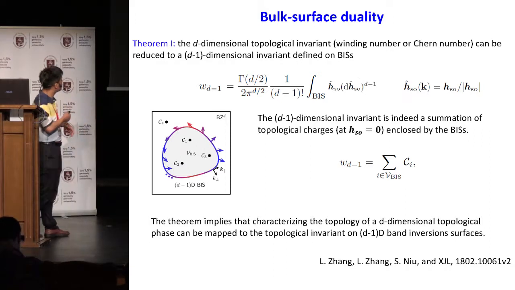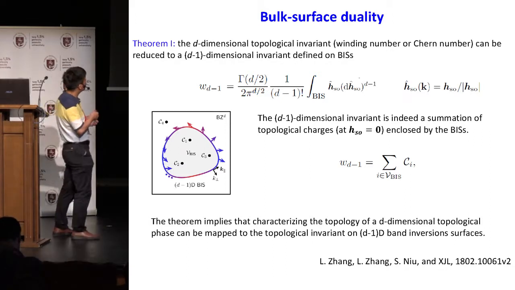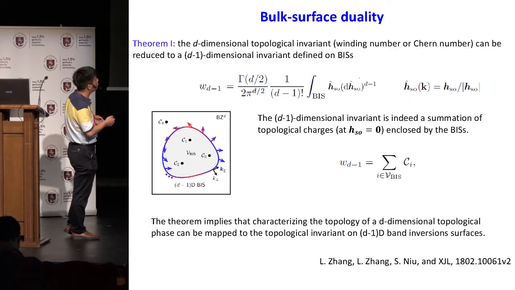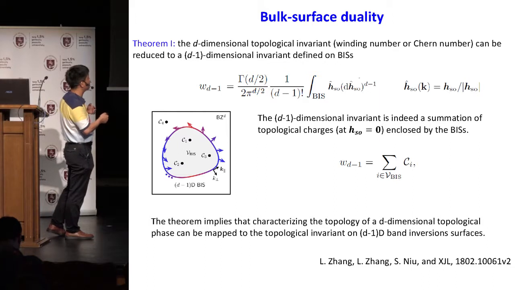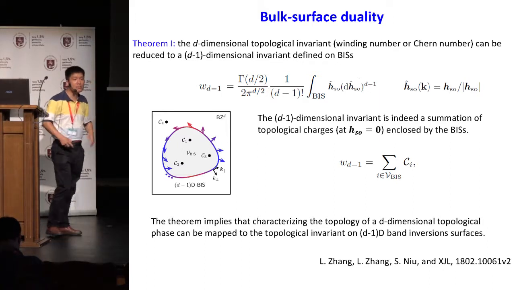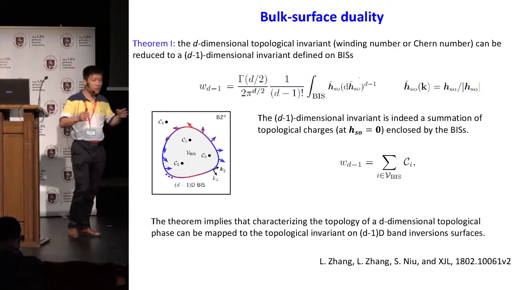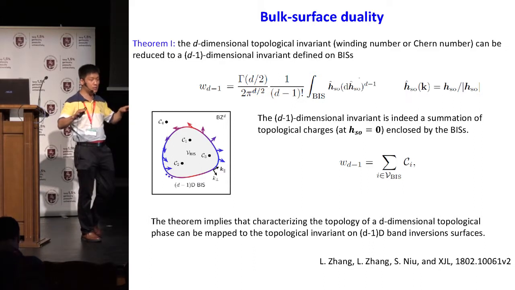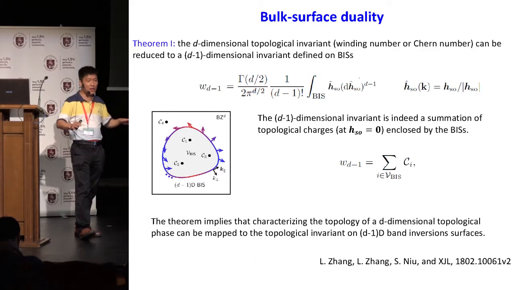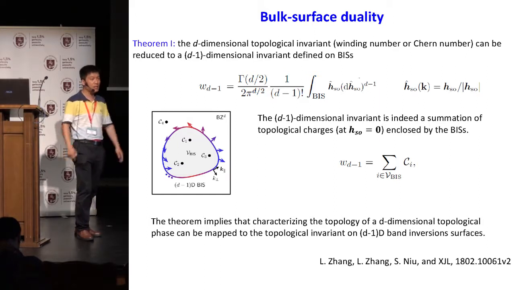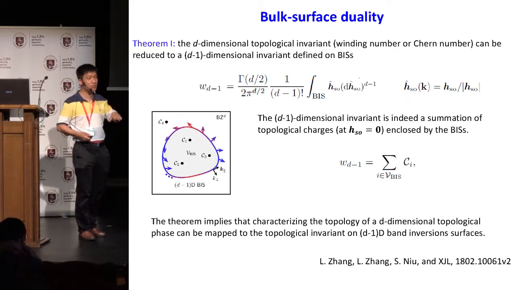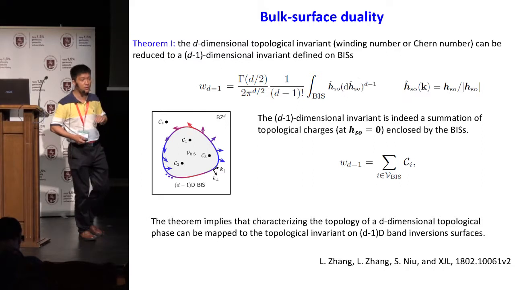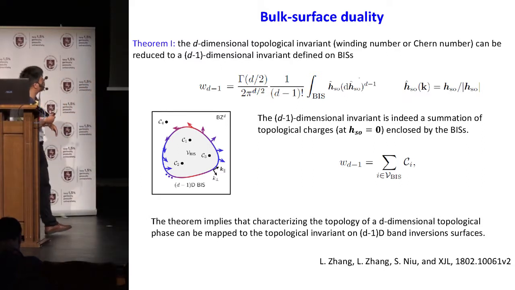So the first result is theory 1: for the d-dimensional topology invariant, the 1D number or 10 number, it can be generically reduced to the d-1 dimensional invariant defined on the band inversion surface. That means for the d-dimensional system, the topology invariant is defined on the d-dimensional space. But actually, this d-dimensional invariant can be fully reduced to the d-1 dimensional invariant on the band inversion surface. So the topology of the bulk exactly corresponds to the topology on the band inversion surface. Okay, this gives the bulk-surface duality.